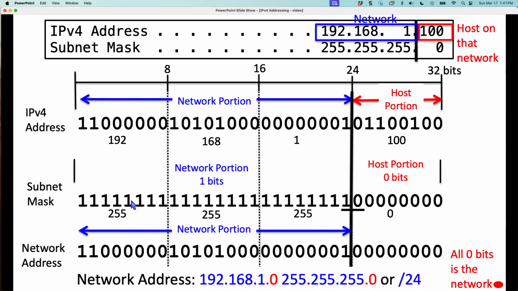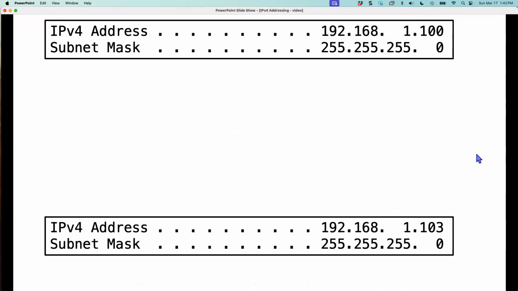So what this means is any device that has an IP address, any packets it needs to send to a destination beginning with 192.168.1, it can reach directly from its Ethernet NIC card to their Ethernet NIC card. Anything else, where these 24 bits are different, can't get there directly. Got to forward those to the router.